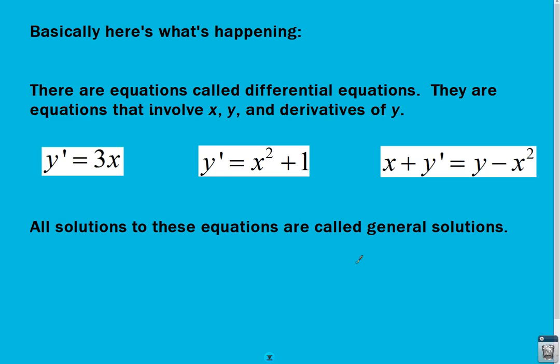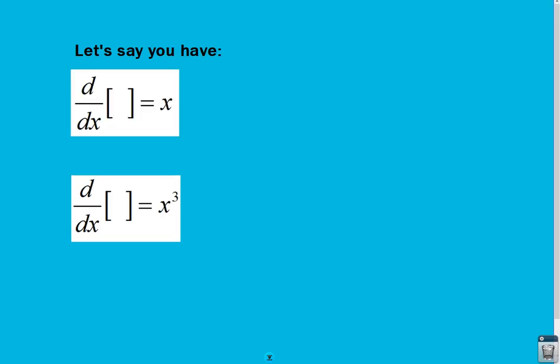Yet again, you're like, what? Just know that this is a thing. So we have differential equations, we have antiderivatives, we have general solutions. Let's see if we can somehow tie all of these things together. Let's say that I told you that I took the derivative of something and I got x as a result. What could that something have been?